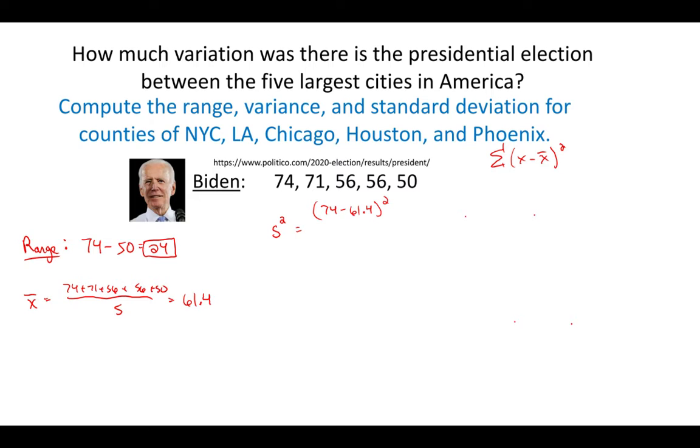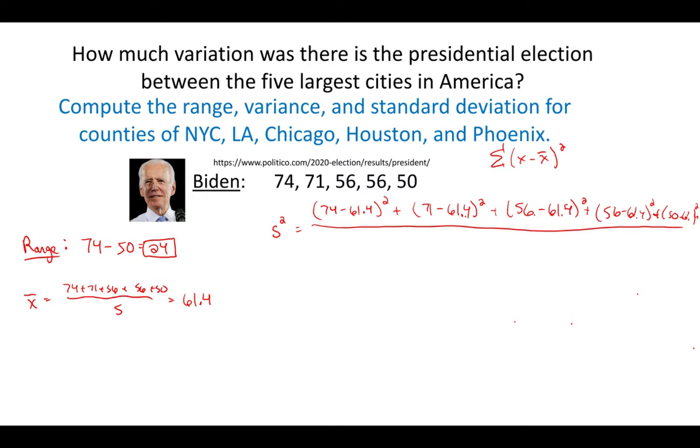Now the sum of part means we need to be adding some together. So we're going to do plus, and then we're going to do our next value. 71 minus 61.4 squared. And then plus 56 minus 61.4 squared. Plus 56 minus 61.4 squared. And plus 50 minus 61.4 squared. Over n minus 1. N represents the sample size. So there's 5 data values. It's over 5 minus 1.